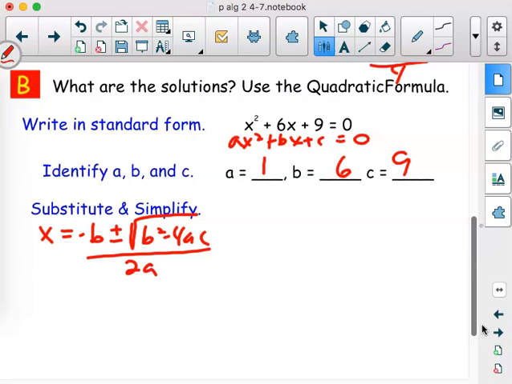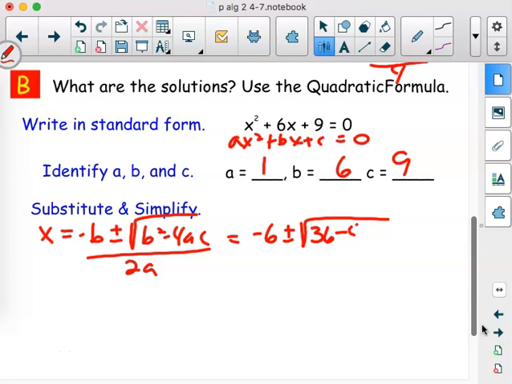And then we start doing some substitution, some of it in our noggin. So I'm definitely going to do the negative of b right away. Negative 6 plus or minus. I'm definitely going to do 6 squared in my head. 6 times 6 is 36. But I found that if students try to do this back part in their head, then they start making mistakes. So don't do that part in that first step.